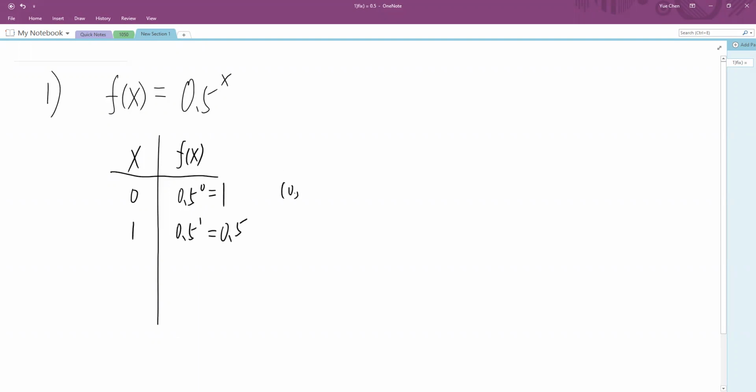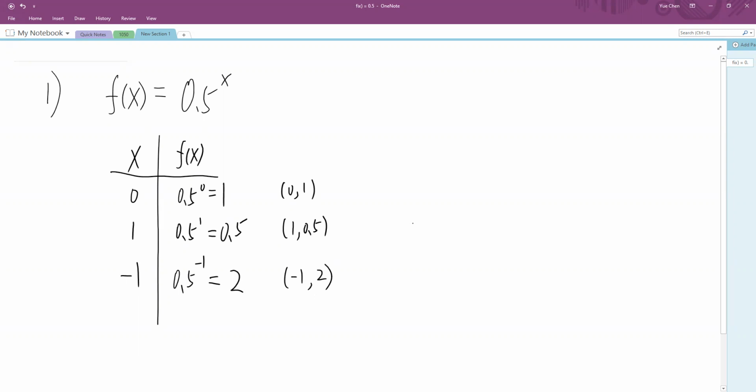So this is (0, 1), and this is (1, 0.5). And then you have to pick -1 because this is a fraction, a decimal number. So -1: 0.5 to the -1. You can use your calculator. It would be equal to 2, 1 over 0.5, so it's equal to 2. So this point is (-1, 2).